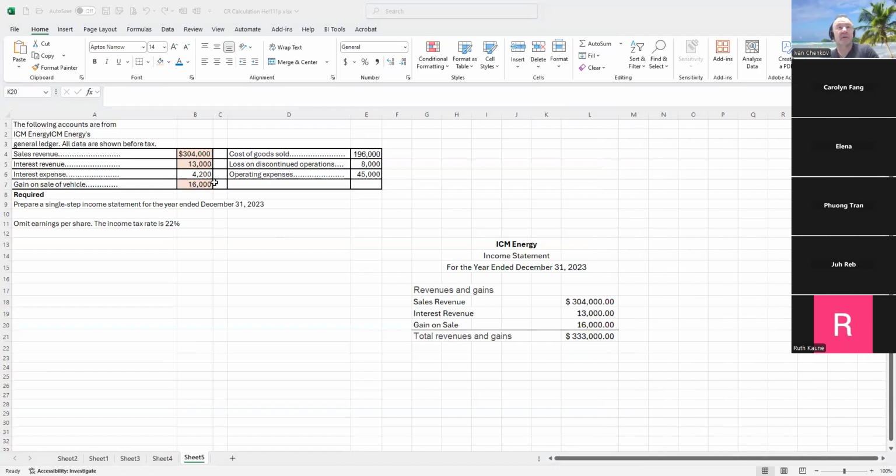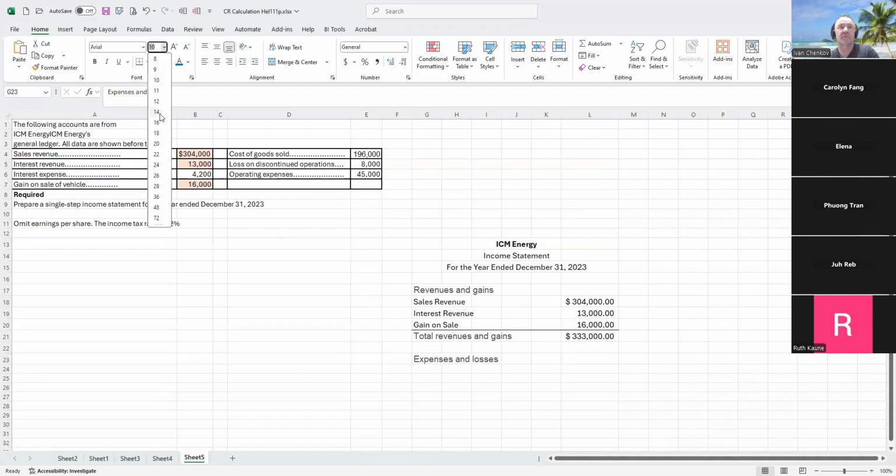Since, as you can see, you have to prepare a single step format, I'm not going to chase you for the multiple step. Multiple step will chase you next time when you move to intermediate financial reporting. So let's go with the first one. Which one comes first now? Cost of goods sold.